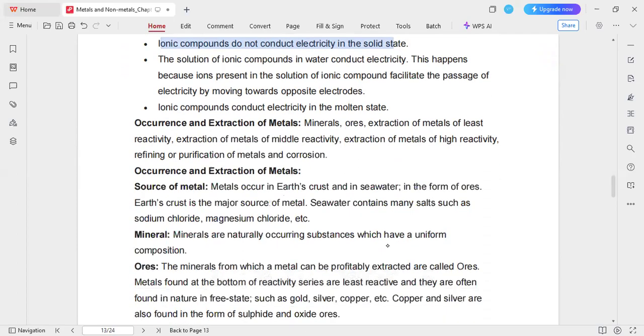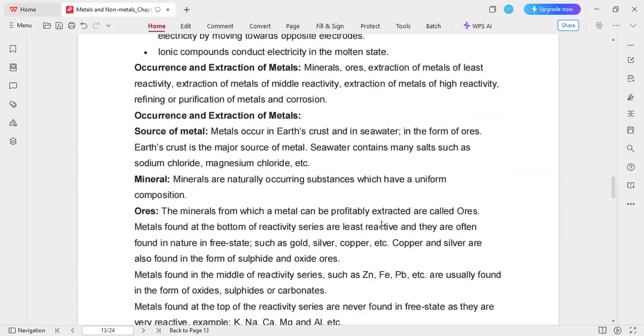Yes or no? And the last topic of this chapter is what, children? Occurrence and extraction of metals. That is studied under metallurgy, children. What is metallurgy? Metallurgy is the method of extracting metal from the ore. So here some terms are there, children. You should know. You can read these concepts. I'm explaining in common, very short words.